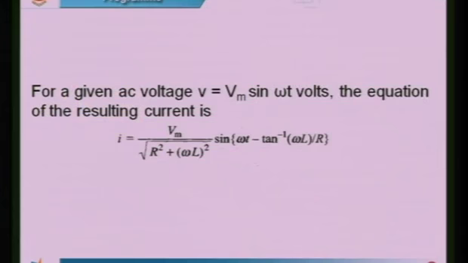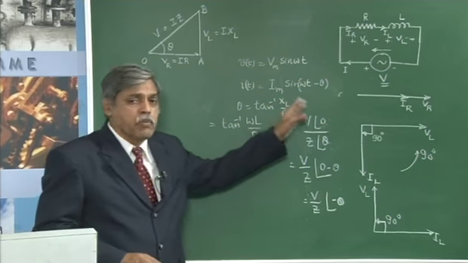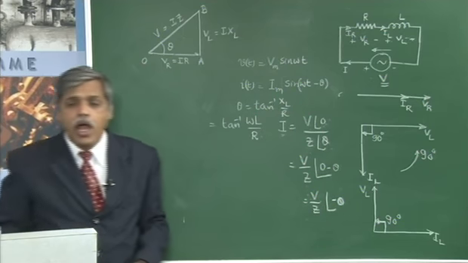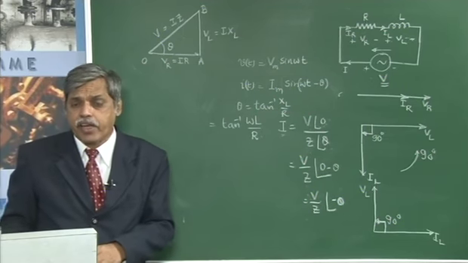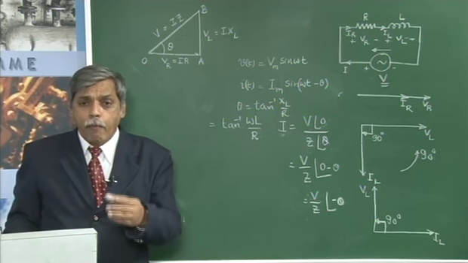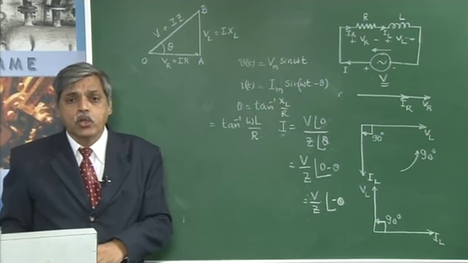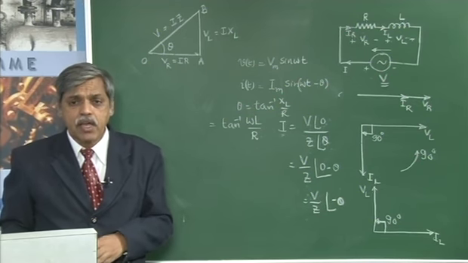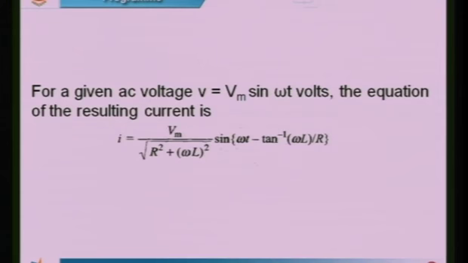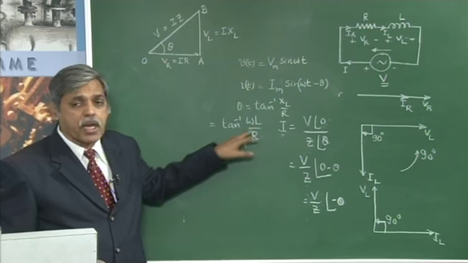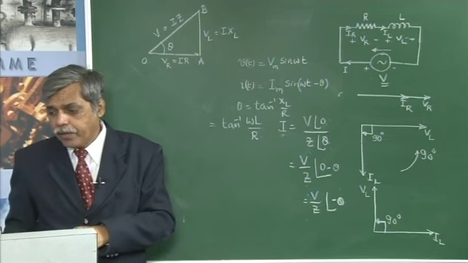So this is the expression for the current here. Of course, I have just given in terms of maximum value and all. On the slide, I have represented the maximum value of the current as a ratio of maximum value of the voltage to the magnitude of the impedance, and theta, of course, I substituted like tan inverse omega L by R in the slide.